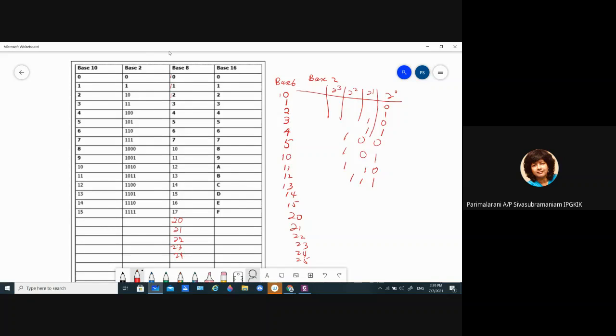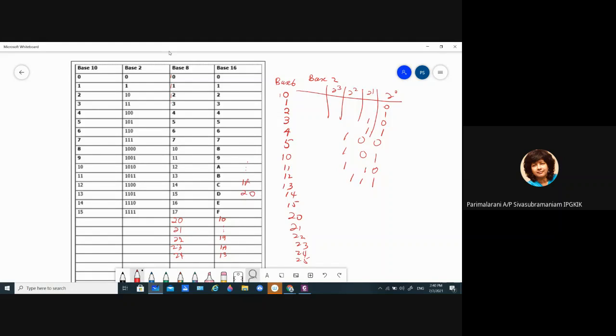So for base 16, it is 0 until 9, and then A, B, C, D, E, F. After F, what's the number? 10. Yes, 10, and then until 19. After 19, what do you have? 1A. Correct. 1A, 1B until 1F. After 1F, we continue with 20.